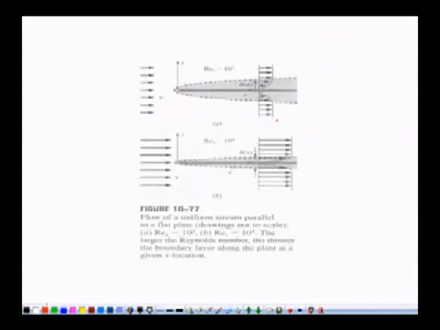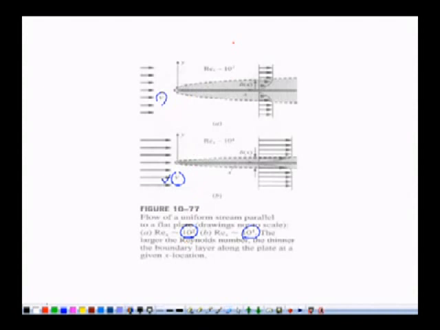Now in these two figures, we have a boundary layer. It is not shown on scale, but it is just shown here that if we have a velocity v, in this case the velocity is very large. In this case the Reynolds number is approximately 10 raised to 4 in the second figure. In the first figure, Reynolds number is approximately 10 raised to 2, right.